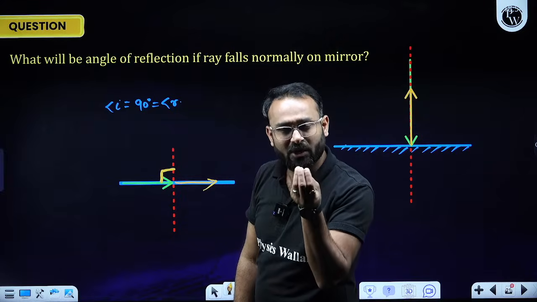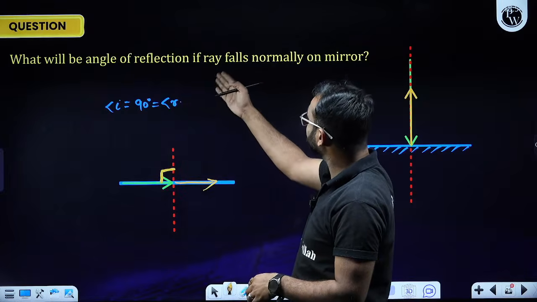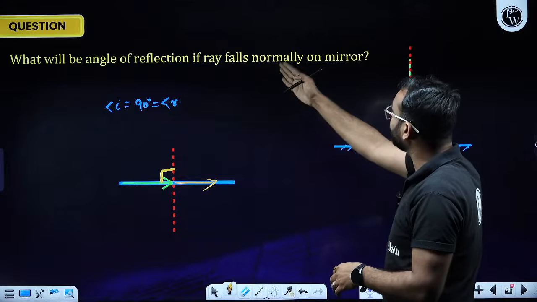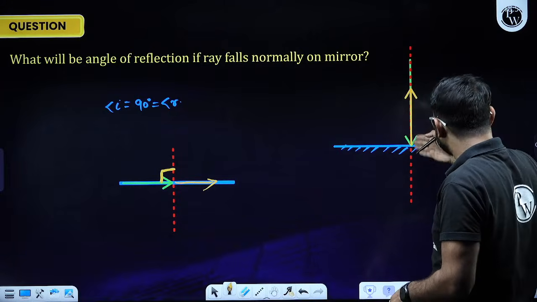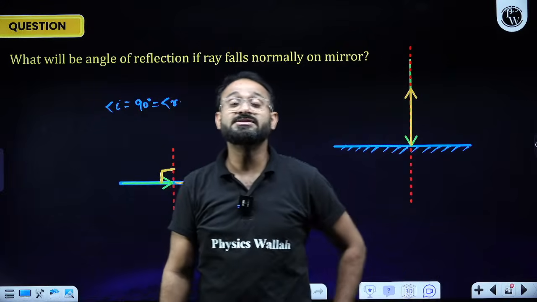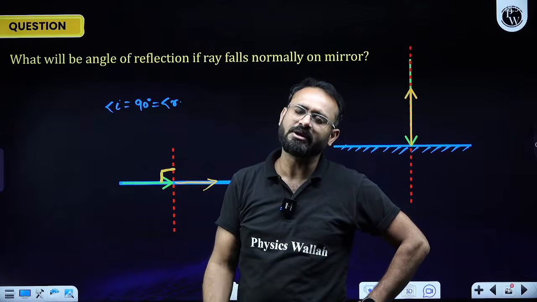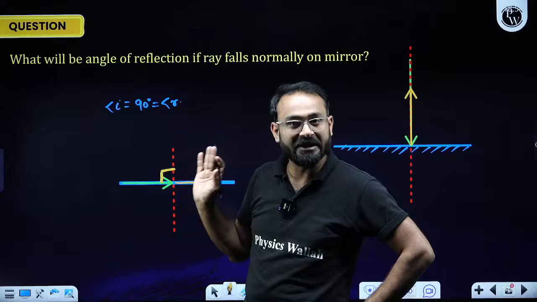So we need to understand what kind of question is being asked. What will be the angle of reflection if a ray falls normally on the mirror? If the ray is falling normally on the mirror, it will reflect back, making 0 degrees with the normal. So angle I will be equal to angle R, that is 0 degrees. This is 90 degrees with the normal.